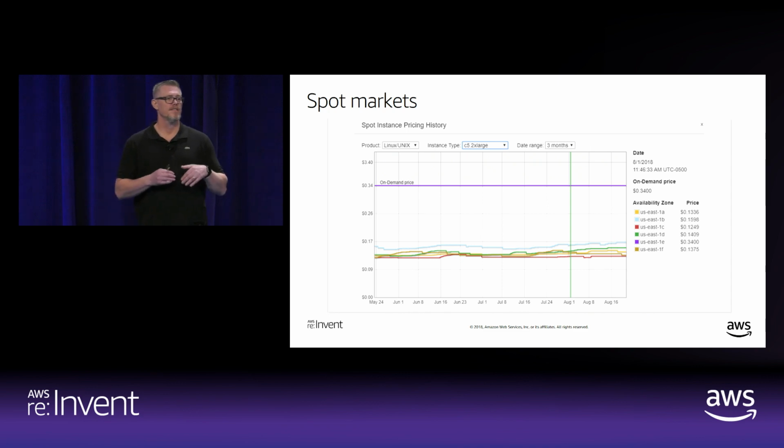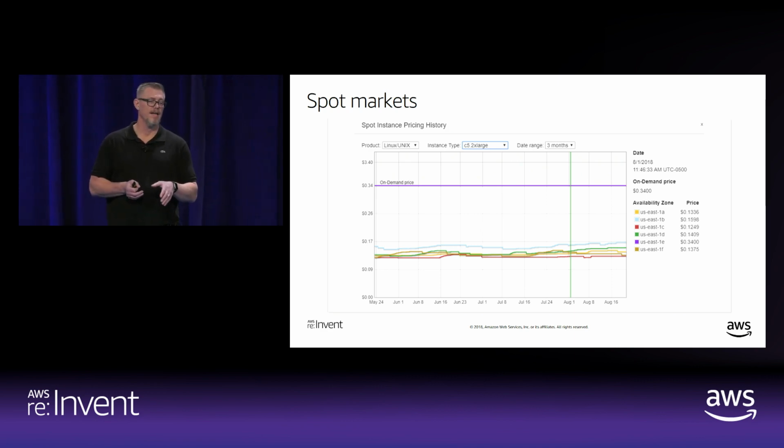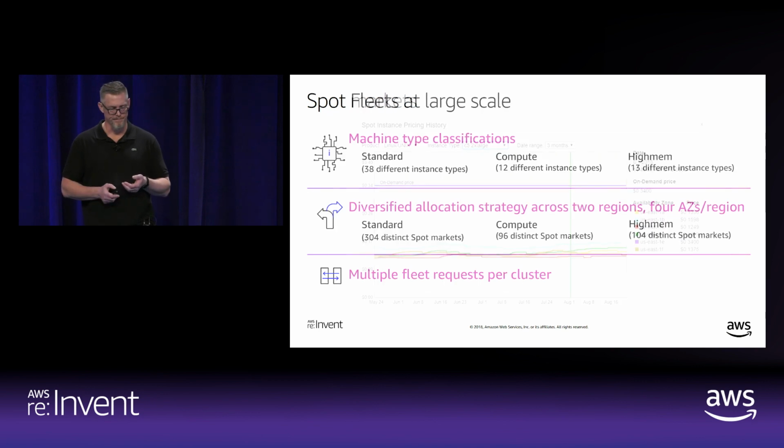I just want to briefly touch on the definition of a spot market in case any of you are new to spot instances or spot fleets. What we're looking at here is a spot instance price history graph for the C5 2XL instance type over the past 3 months. Now, what I want to point out here is we are not looking at a single spot market. We are looking at 6 spot markets. The spot market is the unique combination of instance type and availability zone. And then the supply and demand of that instance type in that availability zone is what drives the price.